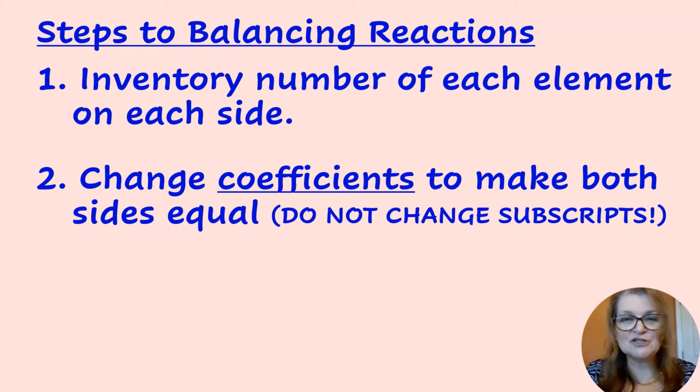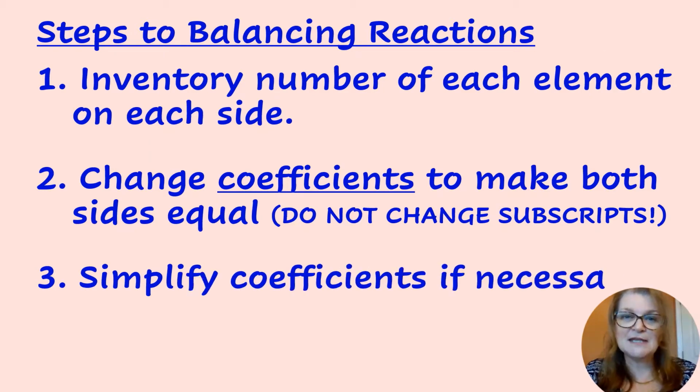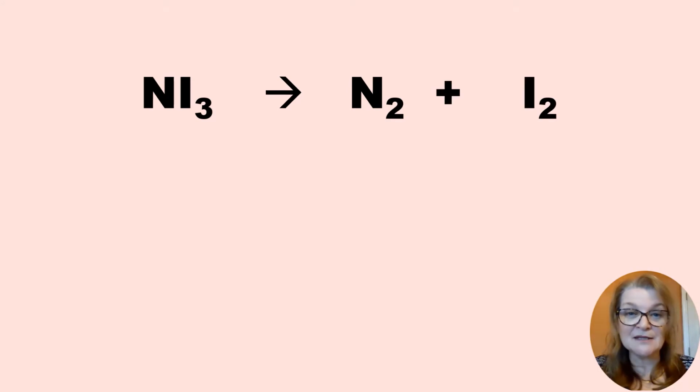We don't want to change subscripts. And the last step is to simplify the coefficients if necessary. We don't want to find just any combination of numbers that are going to balance the equation. We want to find the lowest ratio of numbers to use as our coefficients. So let's get started. So here we have an unbalanced or a skeleton equation.